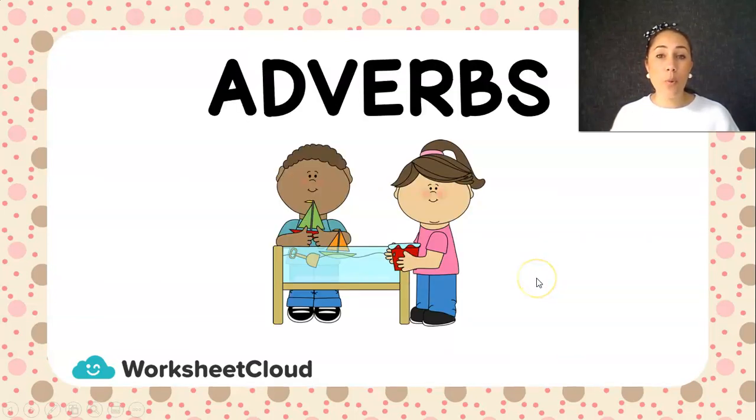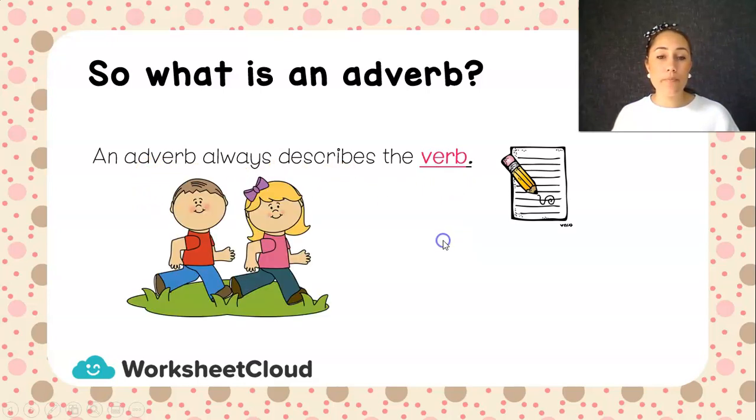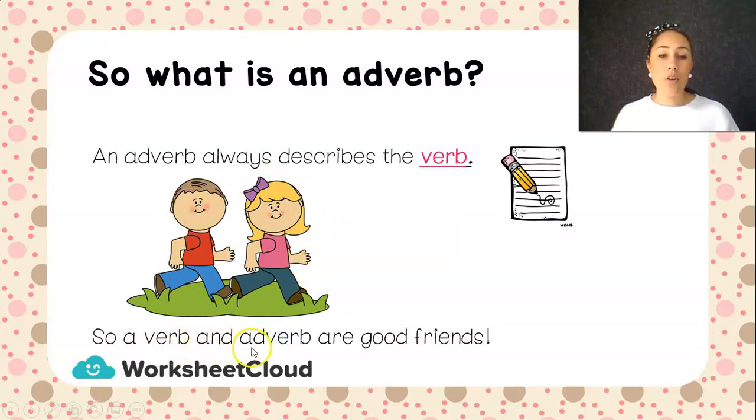So, adverbs. What are adverbs? An adverb always describes the verb. So, just like an adjective tells me more about the noun, the adverb tells me more about the verb. So, here we can see that there are children running. The verb and the adverb are good friends. So let's think, what is my verb in the sentence? They are running. Now I can ask myself, how are they running?